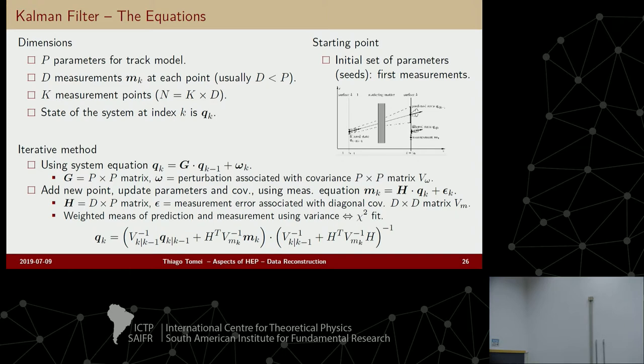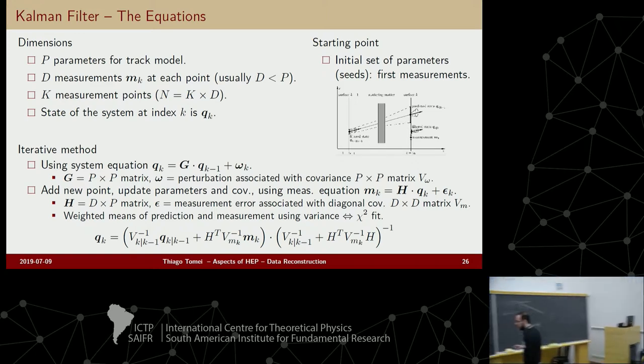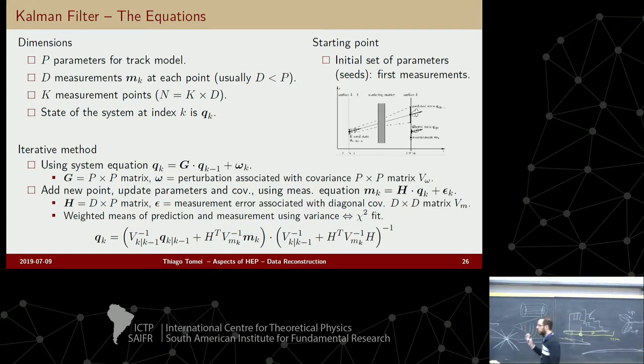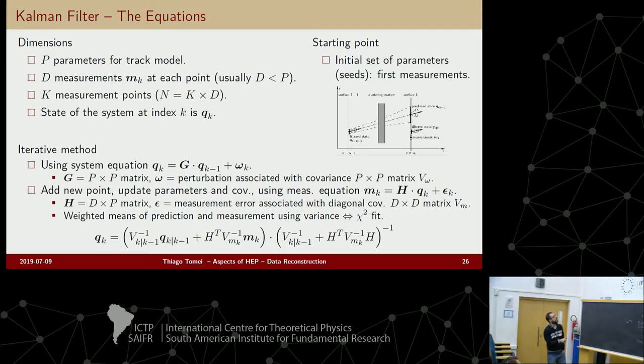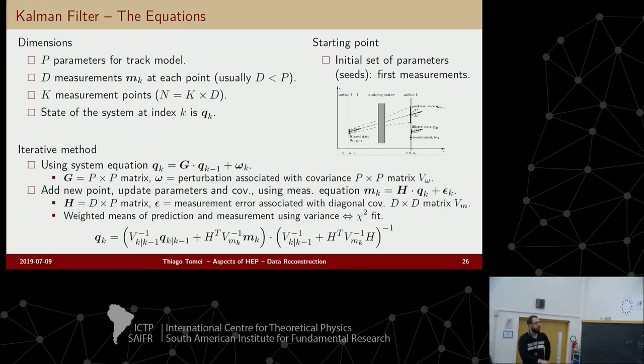You have p parameters for the track model. In the case of the helix, it is 5. You have D measurements at each point. Usually you have 3 because you have a measurement in 3D space, unless you have some very particular geometry where you only care about tracking in 2 dimensions. You have K measurement points. You just write your system equation like this, where this G guy is the one that takes you from one measurement to the other, the propagator. And if you plug all the parts together, you have this simple equation here. And this you can leave your computer to solve.